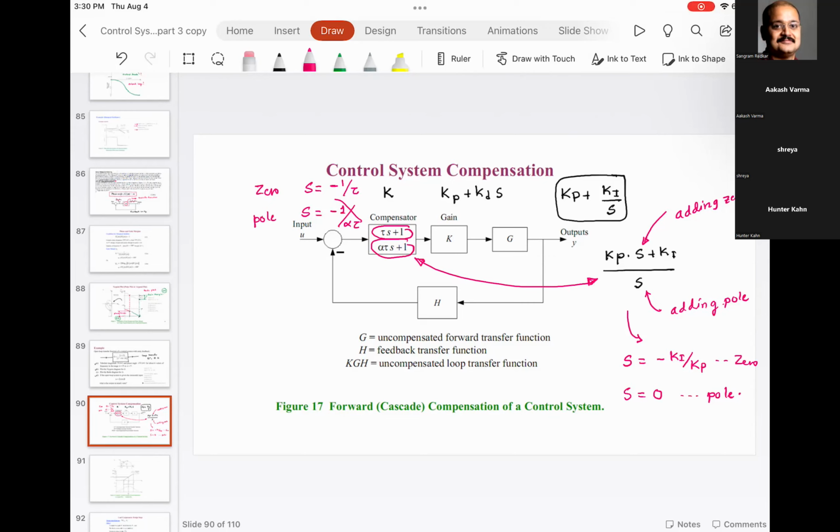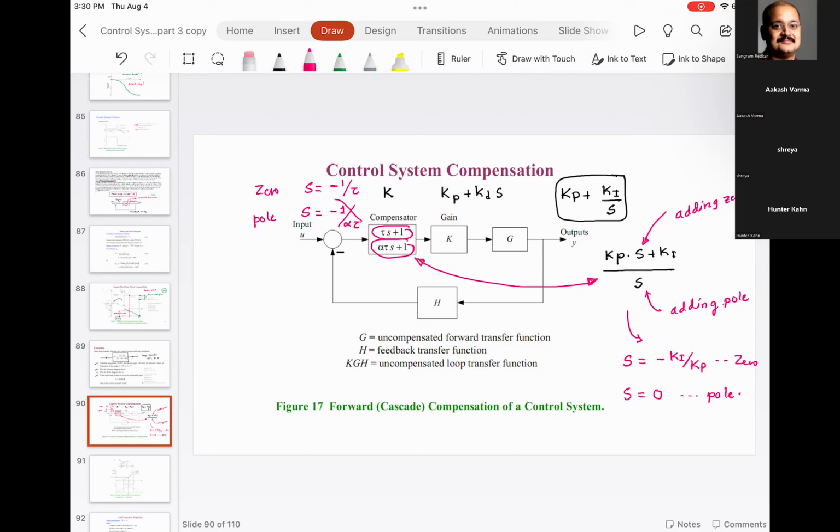Now remember when I talked to you about derivative action and integration action? If you add a derivative to the existing transfer function, what are you adding? You are adding a zero. If you add an integrator to the transfer function, what are you adding? You are adding one pole. So think about a compensator like simultaneous integral and derivative action. But the difference is you can change the locations where the integration and differentiation are happening. That is where you change where the zero is and where the pole is.